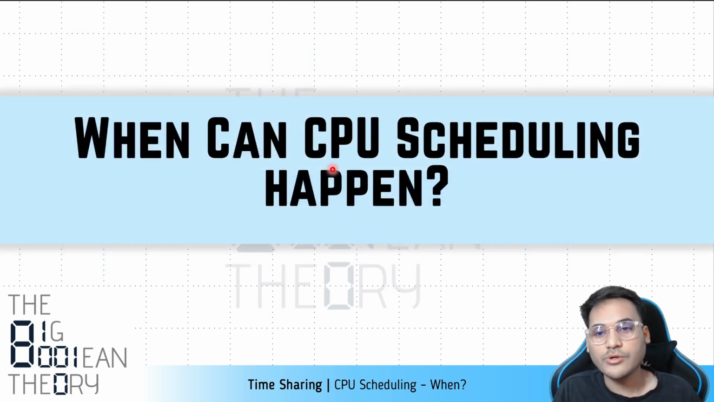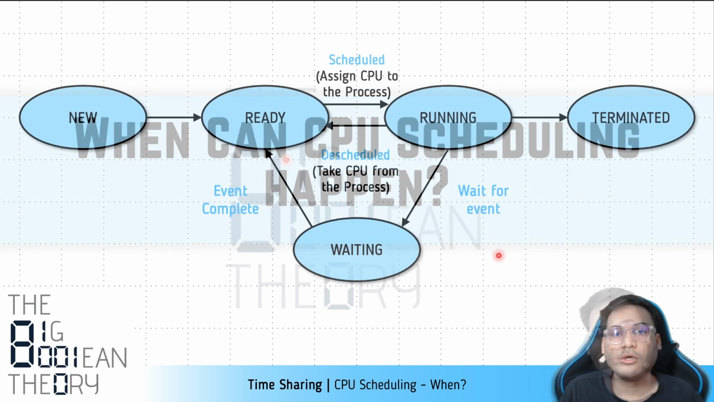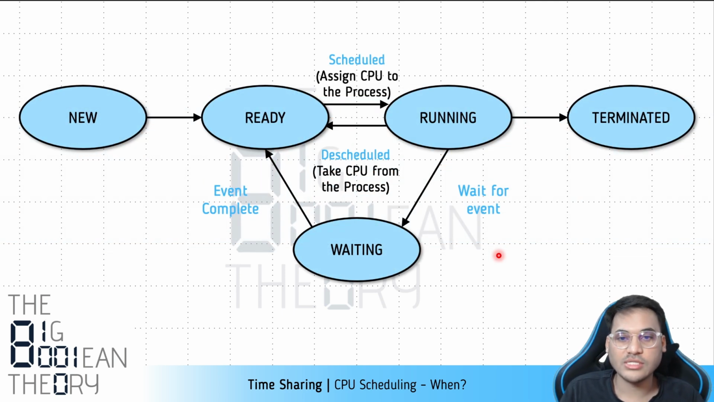So the question that we'll try to answer is: when can CPU scheduling happen? In order to answer this question, what is a good time to schedule the CPU, let us first revisit this process state diagram. The answer to this question is kind of related to this process state diagram. We have talked about the process state diagram in the earlier videos also.